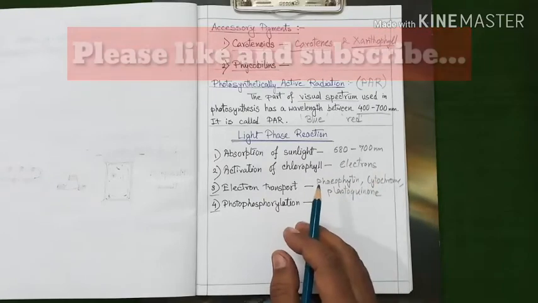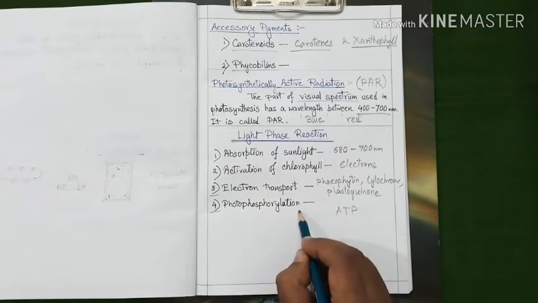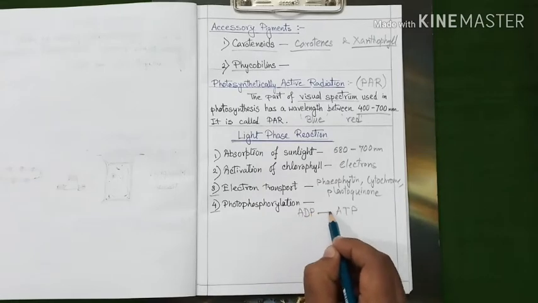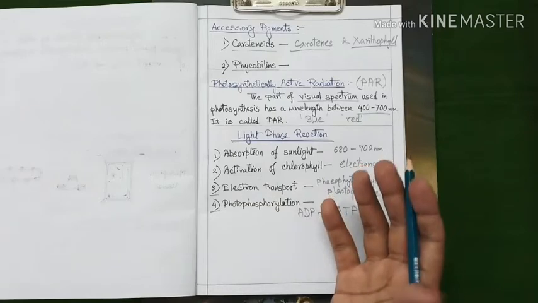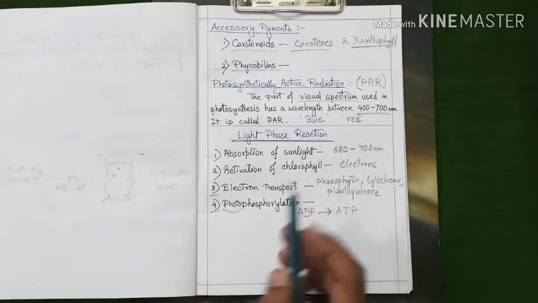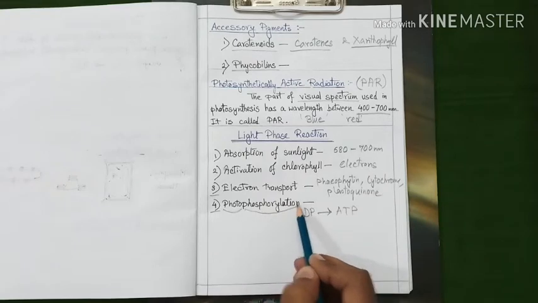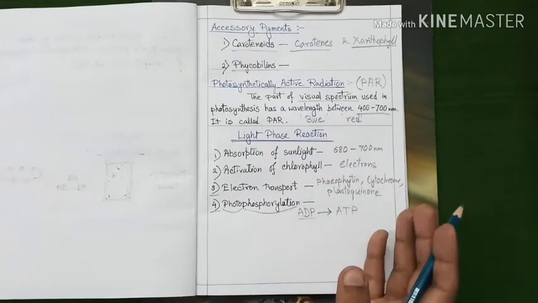What is photophosphorylation? The production of ATP from ADP. The production of ATP from ADP in presence of sunlight is known as photophosphorylation. The term photo means light and phosphorylation means addition of a phosphate group to ADP to form ATP.